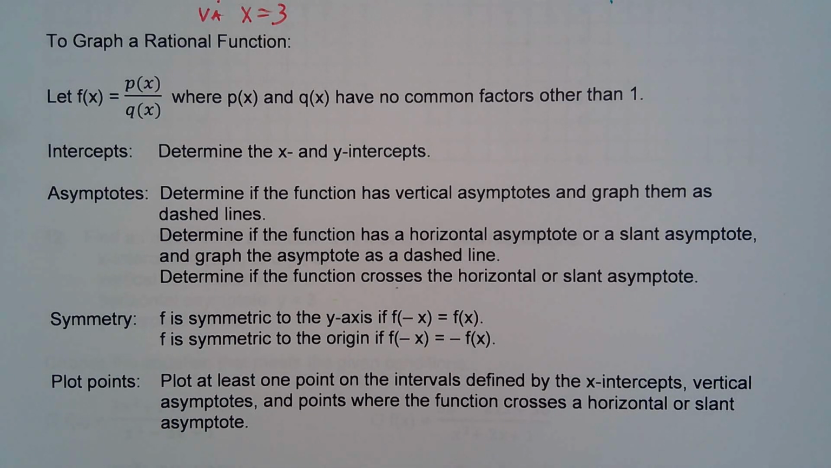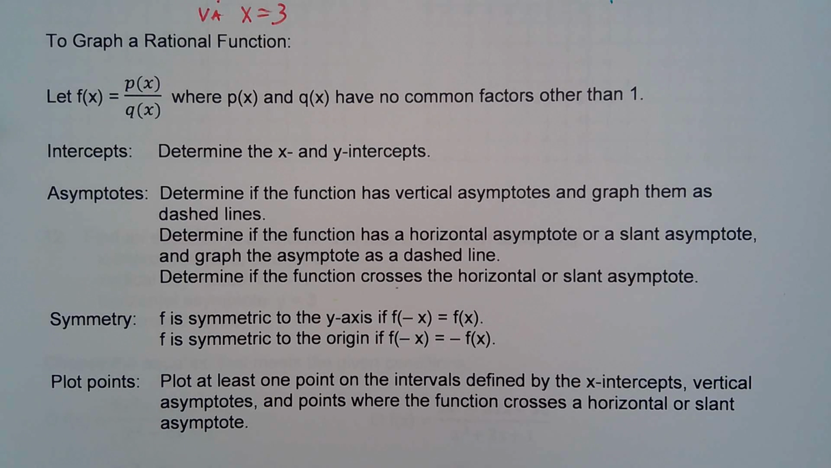So now we want to talk about graphing rational functions in general. So we're going to let f of x equals p of x over q of x, where p of x and q of x have no common factors other than 1. And we're going to assume that both p of x and q of x are polynomials. So first thing, we're going to determine the x and y intercepts.